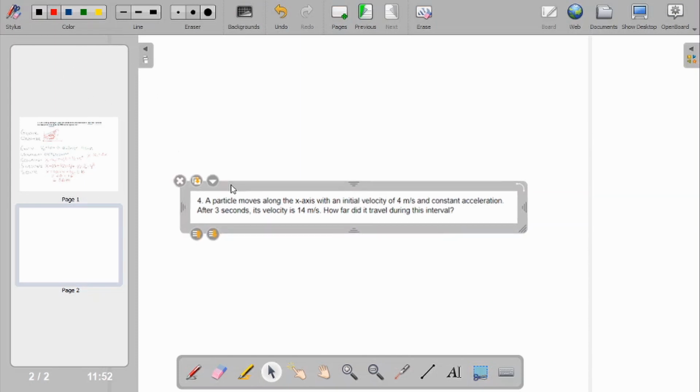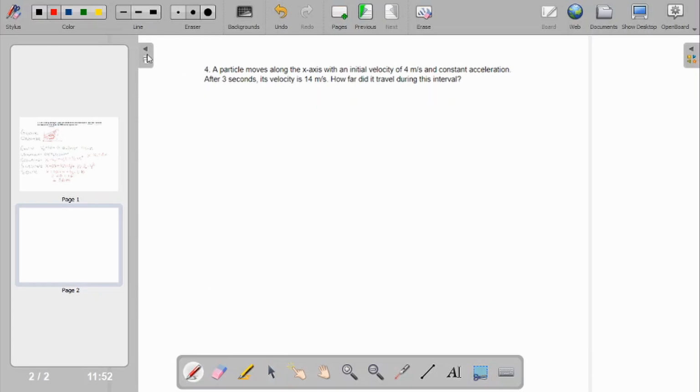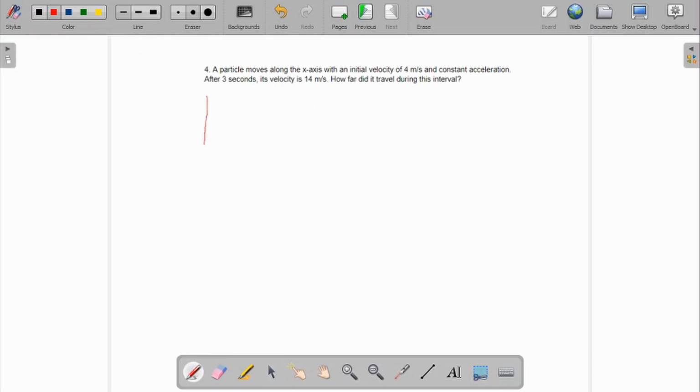So if I were to draw this out, I could see how this goes fairly quickly. I'm starting from 4 meters per second. I'm ending at 14, which means an upward acceleration like this. And I want to find this area. Now, none of the equations we have directly relate these together. Let's go ahead and write those equations down.